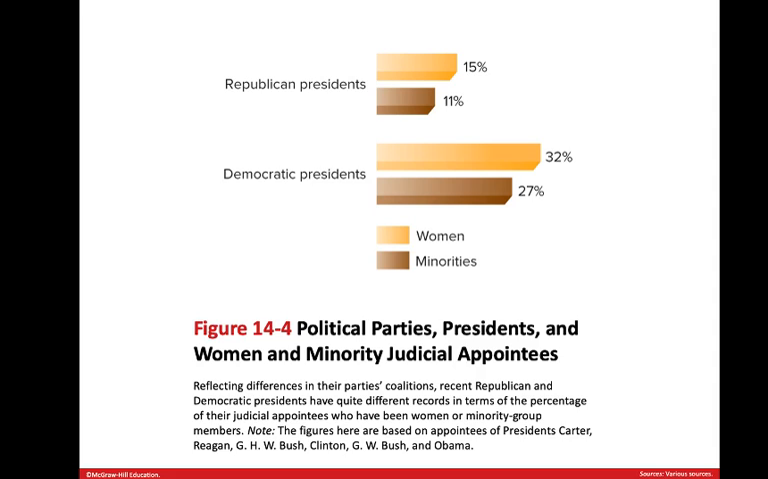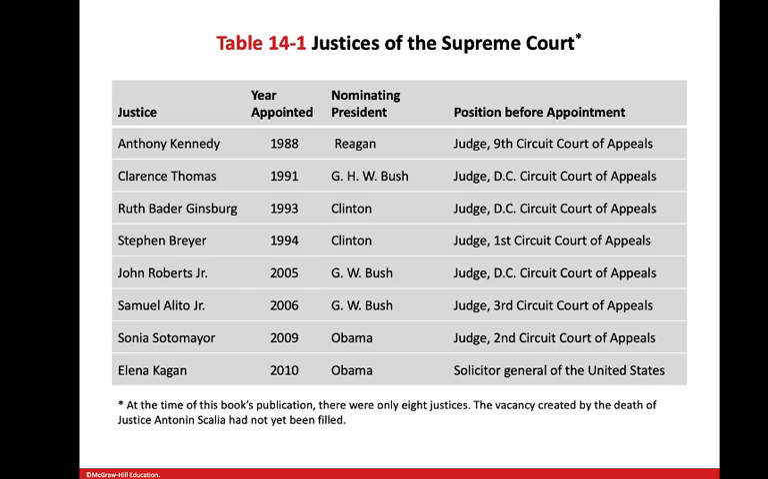Political parties, presidents, and women and minority judicial appointees. This tells you, by party, how Republican and Democratic presidents go about nominating justices when it comes to personal characteristics such as whether they're women or belong to a minority group. You know this from your Supreme Court assignment, but for example, Clarence Thomas, whom we just talked about, was nominated in 1991 by George H.W. Bush, and before that, he was a judge on the D.C. Circuit Court of Appeals.